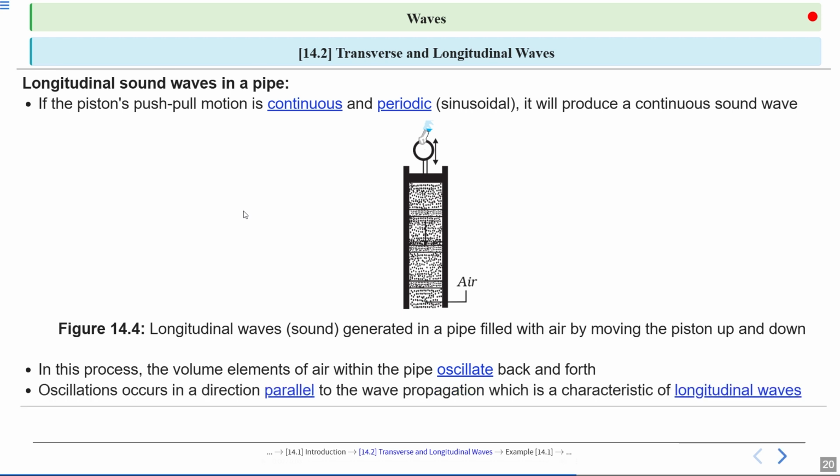And it's important to note that these oscillations happen in the same direction as the wave is moving, that is, parallel to the direction of wave propagation. This is what defines a longitudinal wave. Clear? As opposed to a transverse wave where the motion is perpendicular. So in sound waves like these, both the particle motion and wave travel are in the same direction.